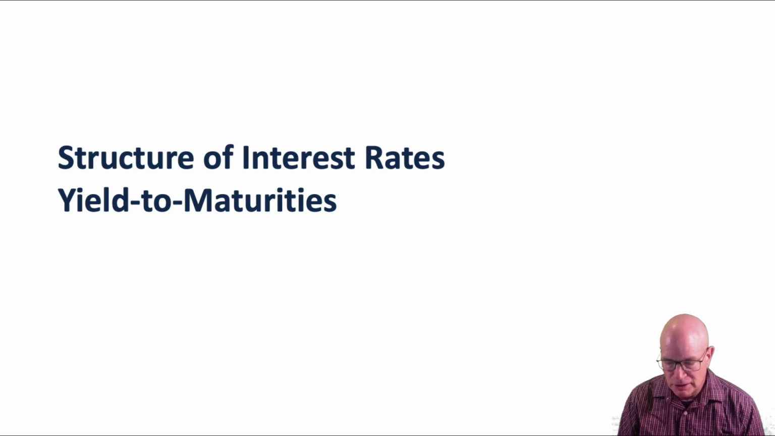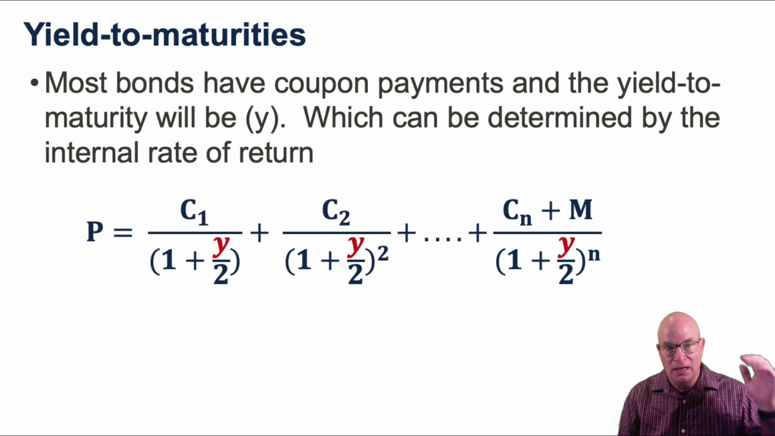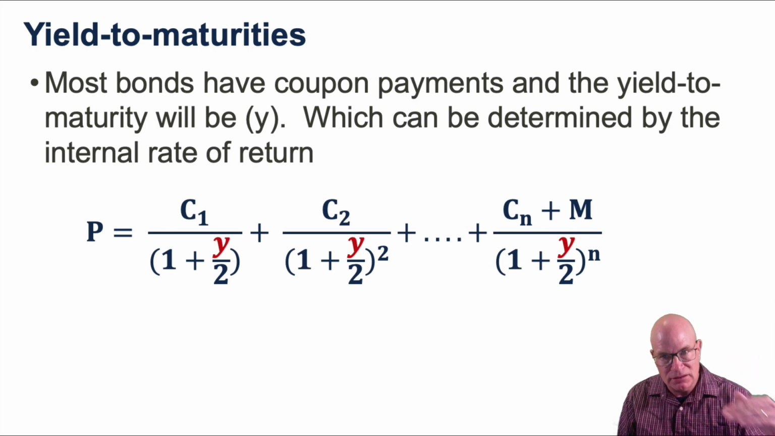Yield to maturities are part of the structure of interest rates, and from these we often infer the spot rates and the forward rates. Again, we've seen the definition of the yield to maturity before. Here it is. You can find the yield to maturity given a bond price, given its coupon payments, and given its final par at maturity. We can find the yield to maturity.